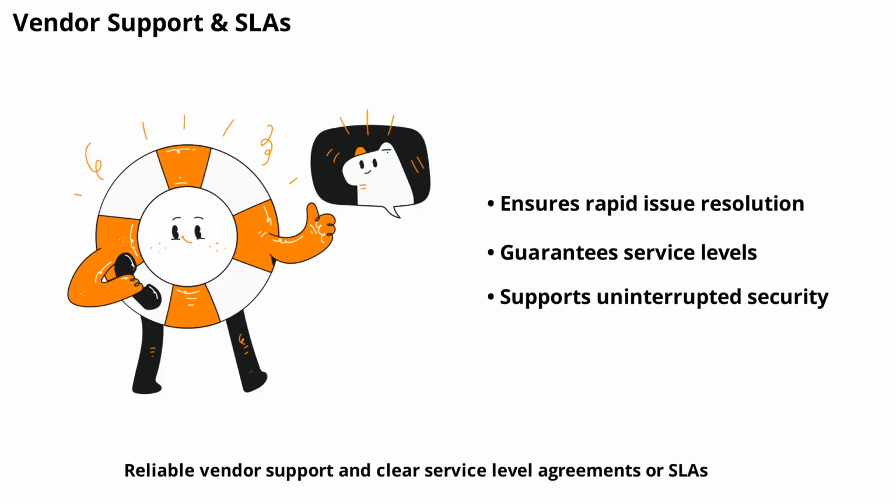Reliable vendor support and clear service level agreements, or SLAs, are important for maintaining effective DLP. Good support ensures that issues are resolved quickly, updates are applied promptly, and your invoicing security remains uninterrupted. SLAs provide guarantees for uptime, response times, and incident handling, giving you peace of mind as you protect sensitive invoice data.